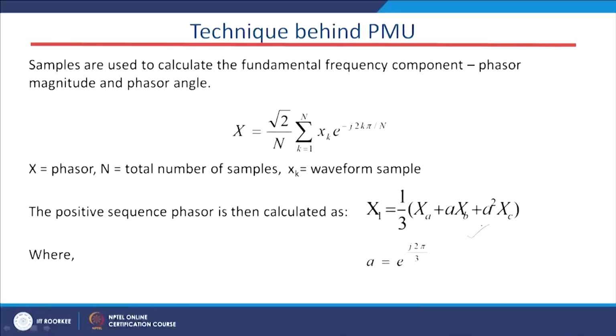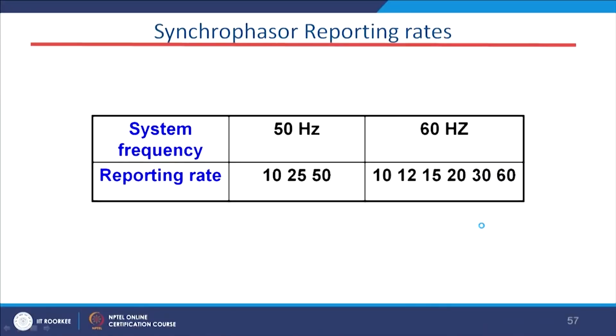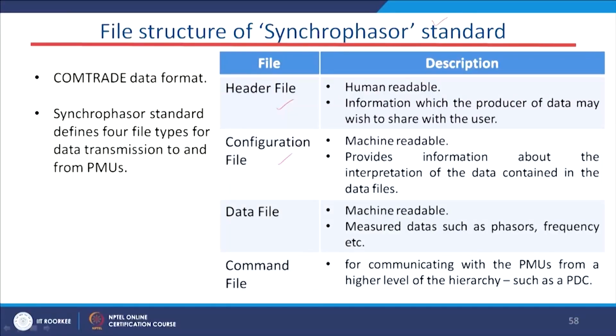This is how the sequence components are calculated, as we have already discussed here, and this is the single phase reporting rate. This is for 50 hertz: 10, 25, 50 samples per cycle, and for 60 hertz these are the figures. This is the IEEE standard basically. And this is the file structure of the single phase standard: the header file, the configuration file, the data file, and the command file. These are the files present inside the PMU.